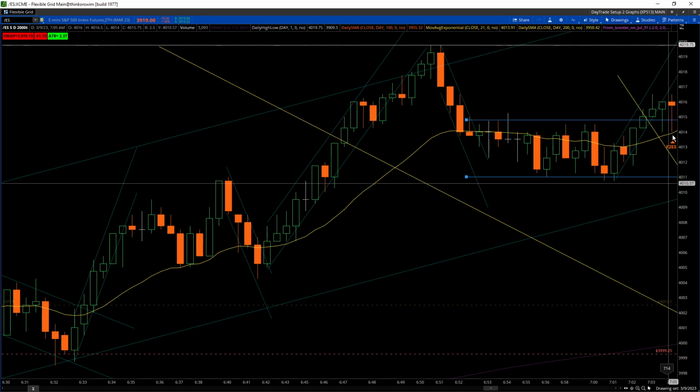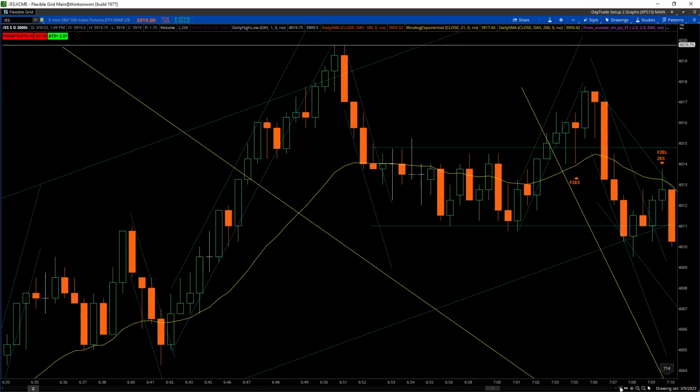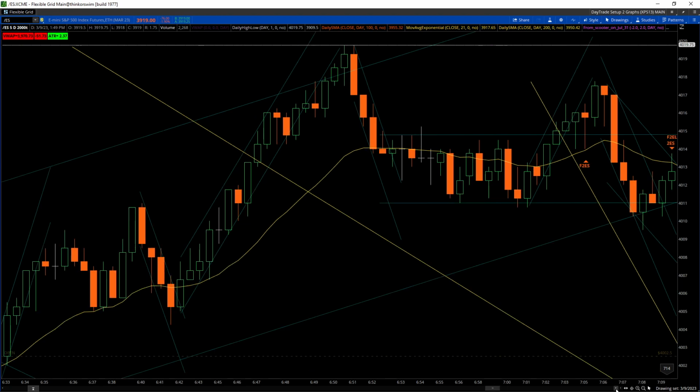Most likely it'd come right back down. But I didn't want to short either because the EMA is right there. So it was a no trade for me. Prices continue moving up, and then it crashes right here.